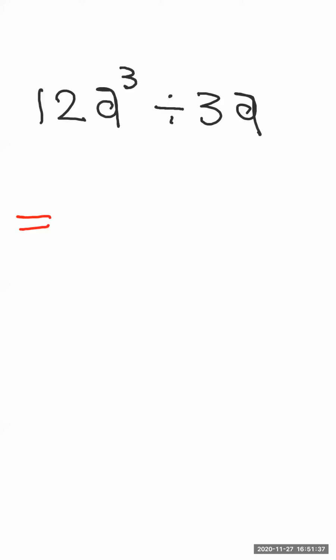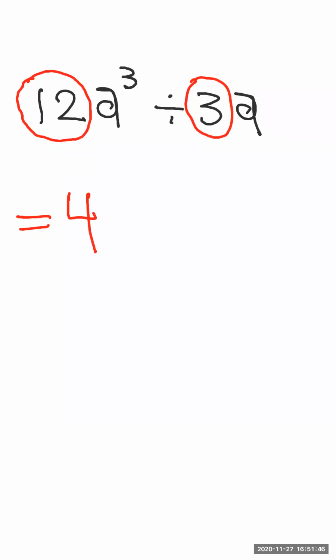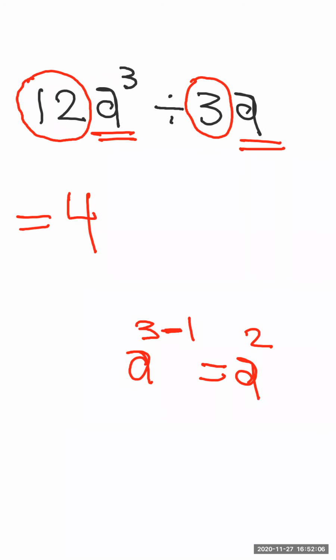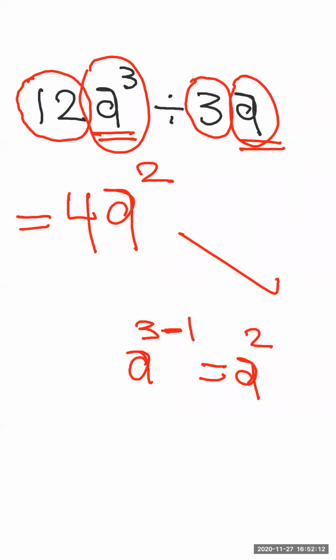As we explained, guys, the first step, I will divide this time the coefficients. So 12 divided by 3 equal 4. Then divide the algebraic expression. Here, a power 3 divided by a. So this means it will equal a at the power of 3 minus this one, a at the power of 1, so minus 1. So it will equal a power 2. So a power 3 divided by a means a at the power of 2. Like bases, so that I'm subtracting the indices.